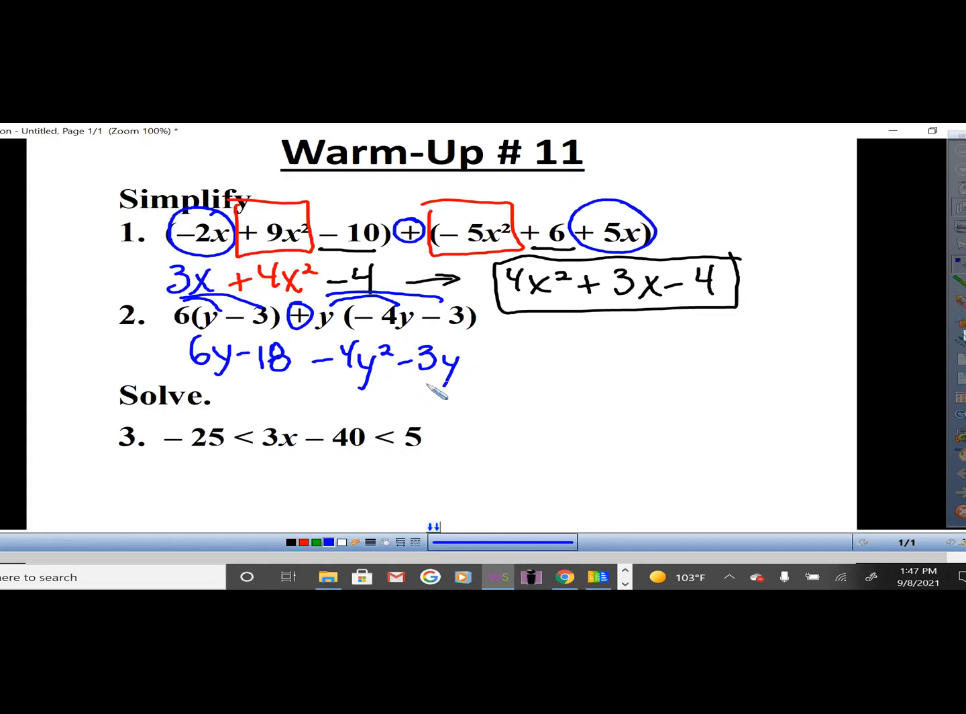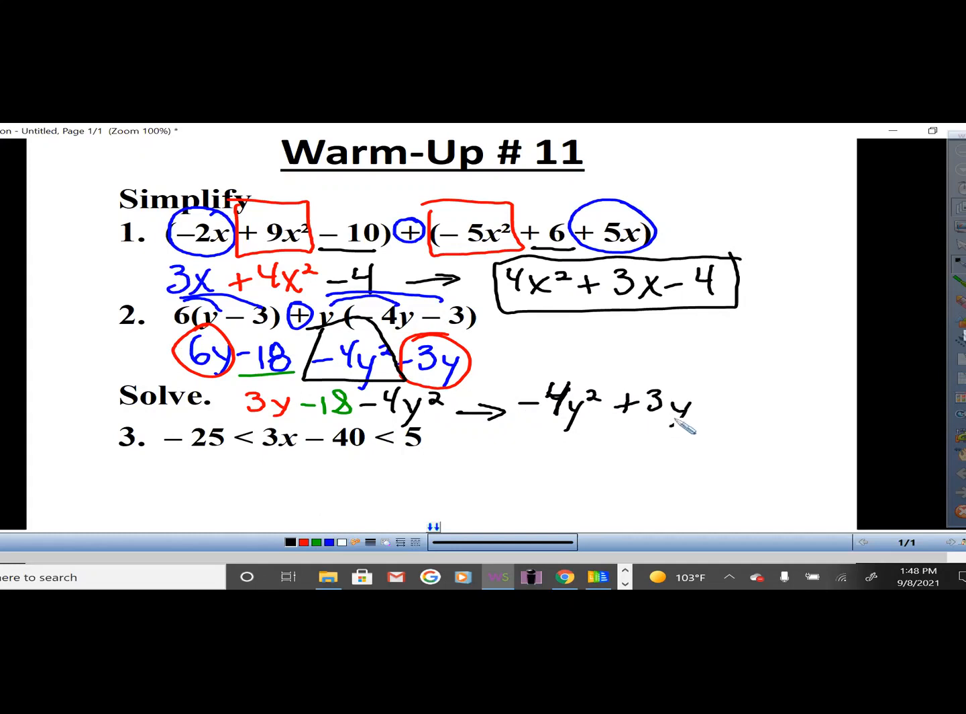So far, so good? All right, from there, can we combine like terms? Yes, 6y and negative 3y. That leaves us with 3y. What else? We have negative 18. Let me bring that down. And last but not least, we have negative 4y to the second. There are no other y to the second. And are we done? No, it needs to be in standard form. So this becomes negative 4y squared plus 3y and minus 18, or negative 18. Hands if you got that.